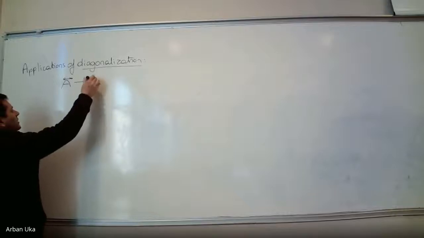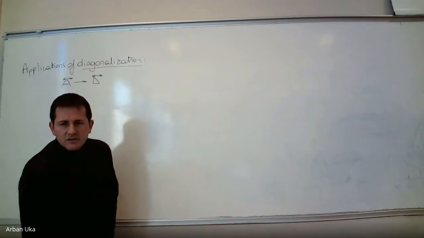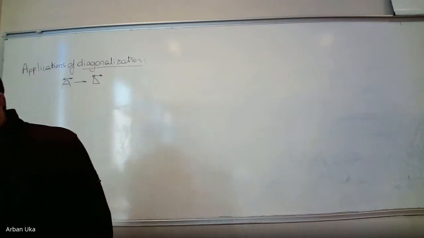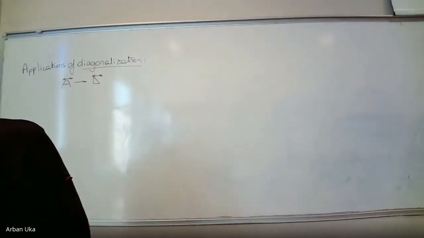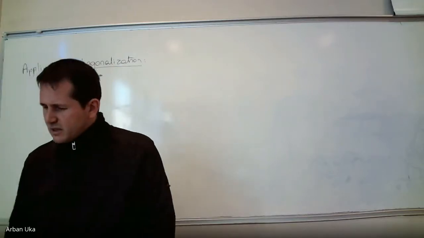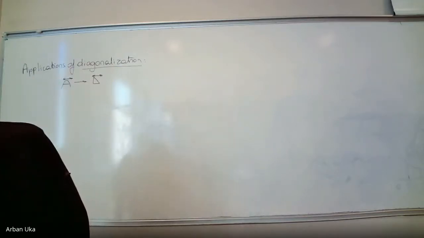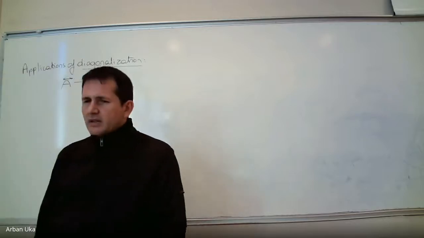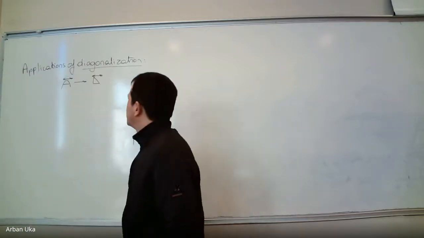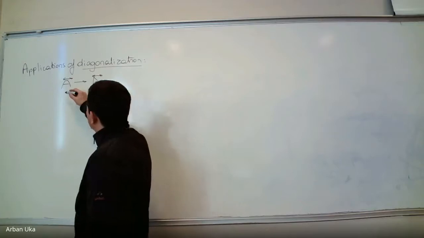From A, we try to represent the linear transformation represented by the matrix A. We want to project it in a new basis. The new basis will be composed of the eigenvectors of A. Okay, so this is how the procedure is.